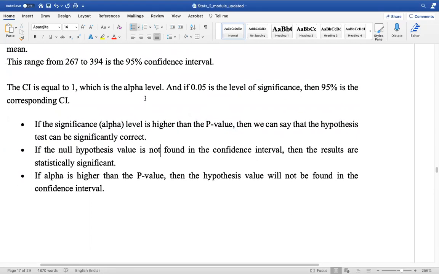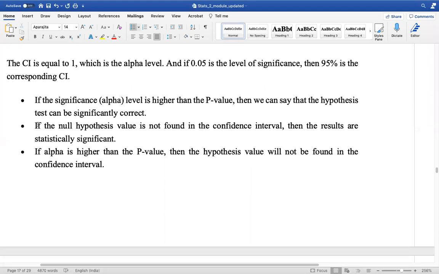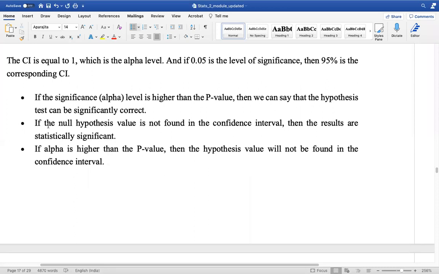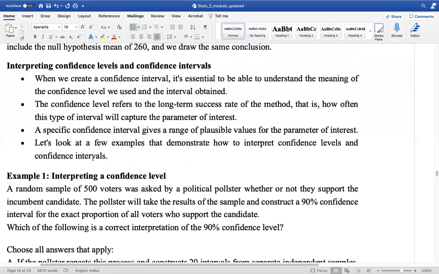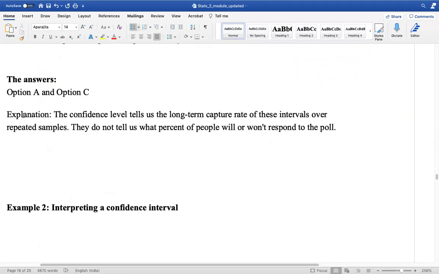So here we have an alpha value and the corresponding p value. If the alpha value is more than the p value, then we can say the result is statistically significant, so whatever calculations we made will be correct. If the null hypothesis value is not found in the confidence interval, then the results are statistically significant. If alpha is higher than the p value, then the hypothesis value will not be found in the confidence interval. So here we can see the answer.